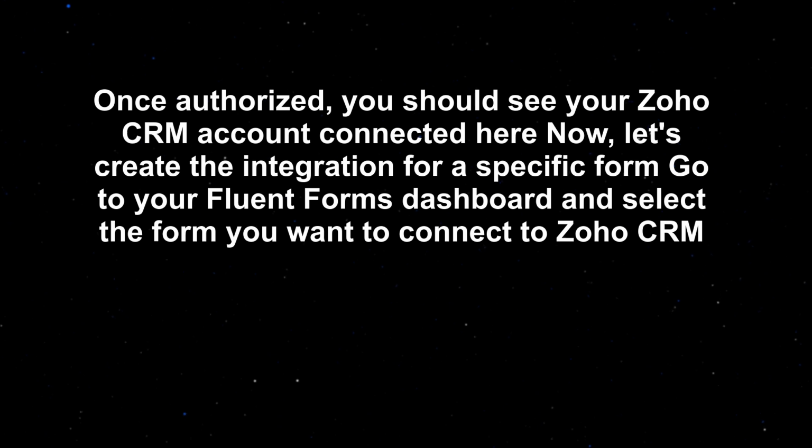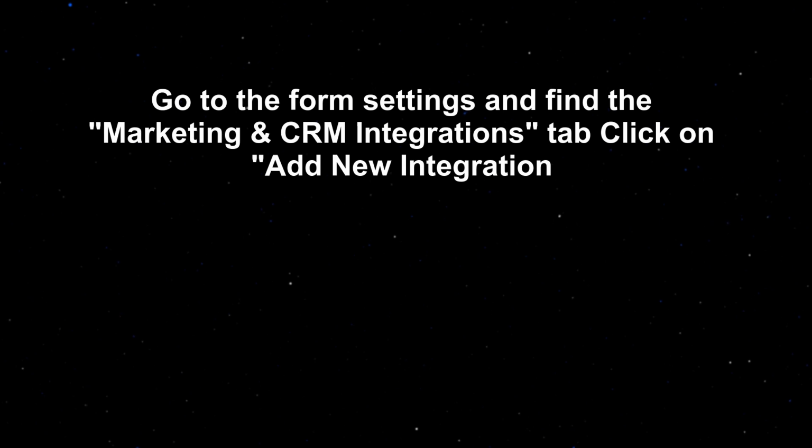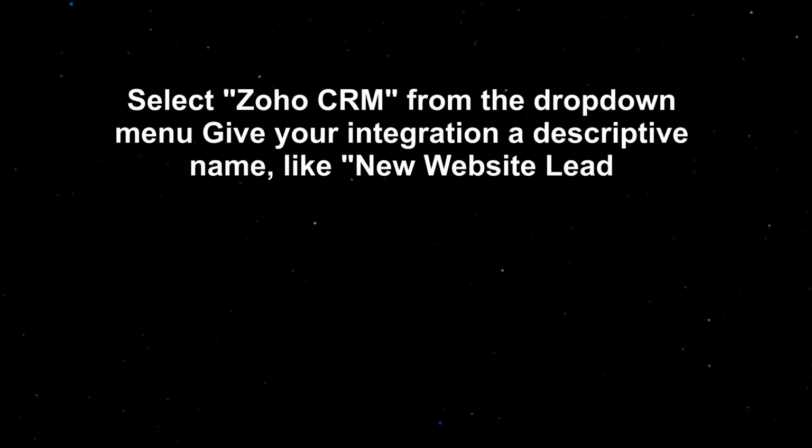Go to your Fluent Forms dashboard and select the form you want to connect to Zoho CRM. Go to the form settings and find the Marketing and CRM Integrations tab. Click on Add New Integration. Select Zoho CRM from the drop-down menu. Give your integration a descriptive name, like New Website Lead.